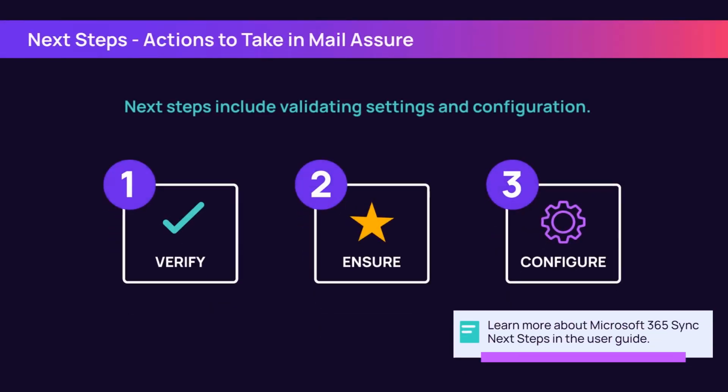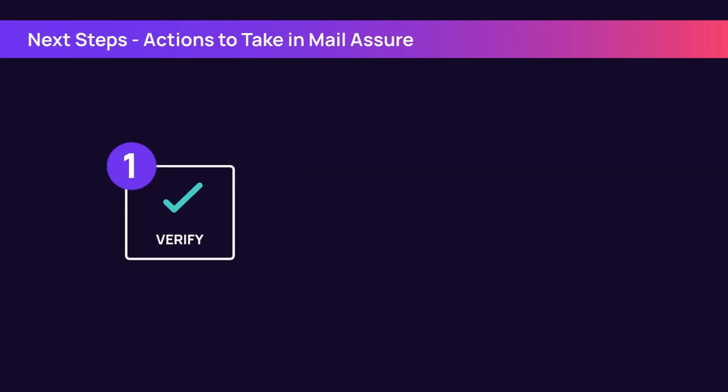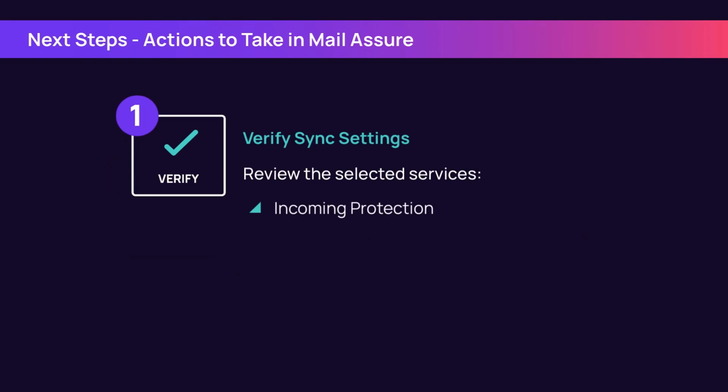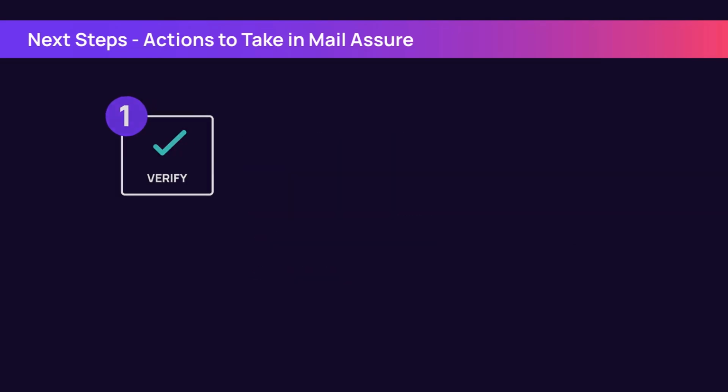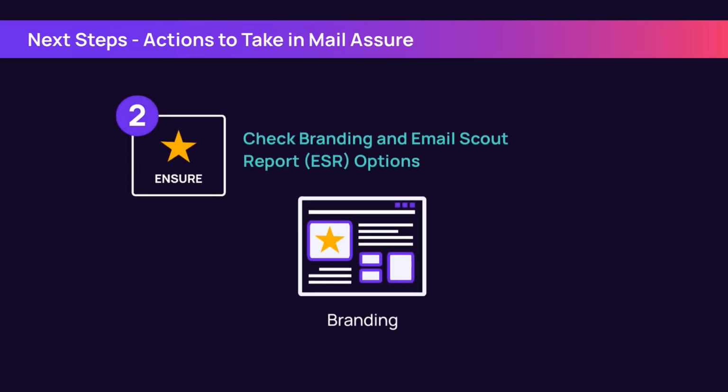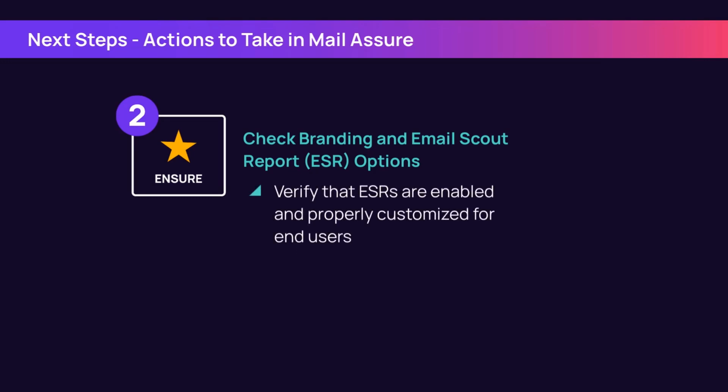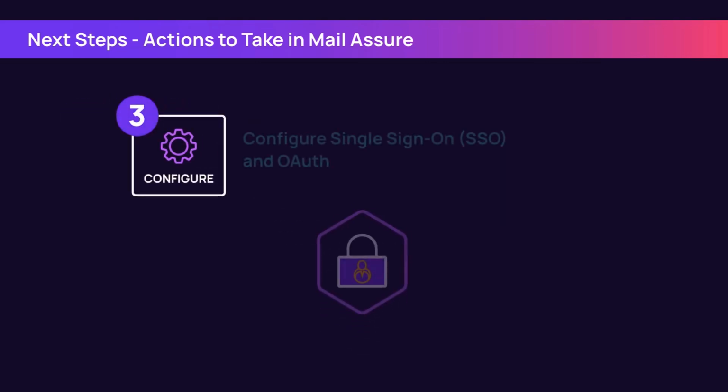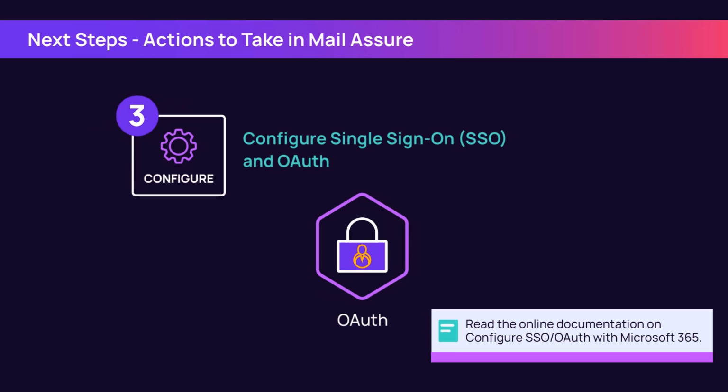After completing the Microsoft 365 Sync and confirming that all domains and mailboxes are correctly displayed, the following steps can be performed in MailAssure. Verify that the selected services such as incoming protection, outgoing protection, and archiving have been correctly applied. Ensure that branding elements, such as logos, are correctly set up. Additionally, verify that ESRs are enabled and properly customized using the default templates for end users. If single sign-on is enabled, configure OAuth with Microsoft 365 to allow users to log into MailAssure using their Microsoft 365 credentials.